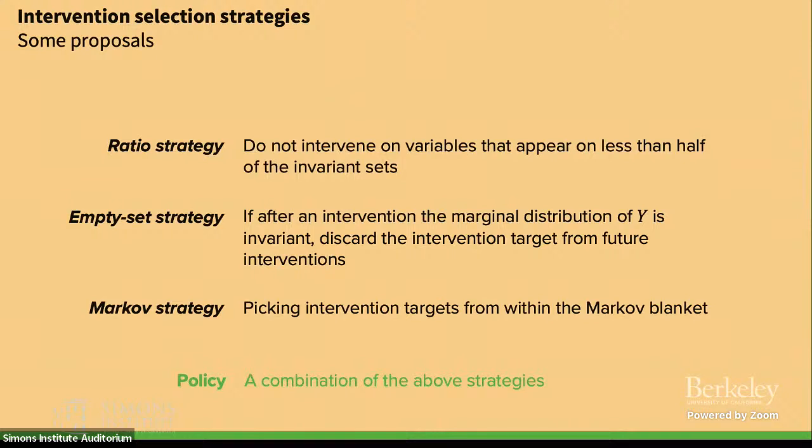So then we have these different strategies. The first two I just mentioned, and the last one is also a natural thing you might consider in this setting: you try to estimate the Markov blanket, and you pick intervention targets from within the Markov blanket. So we have these three different strategies, which in general narrow down the possible intervention targets, the possible covariates we can intervene on. And we can, of course, also combine these, which would further shrink the pool of possible intervention targets. So when we speak of a policy, it would be some combination of these three base strategies.